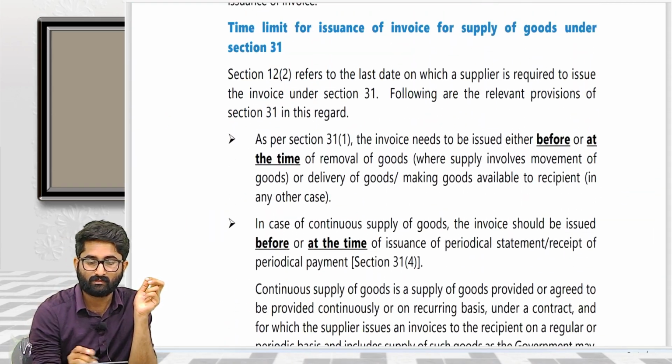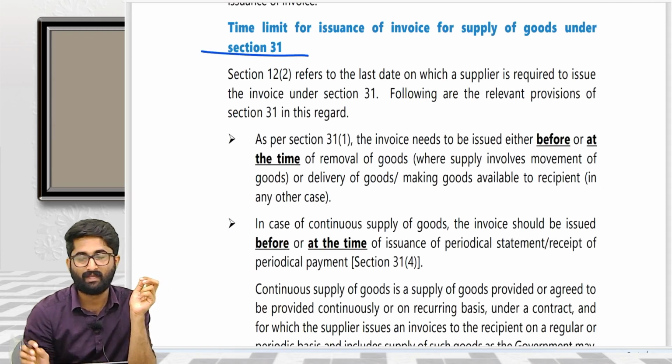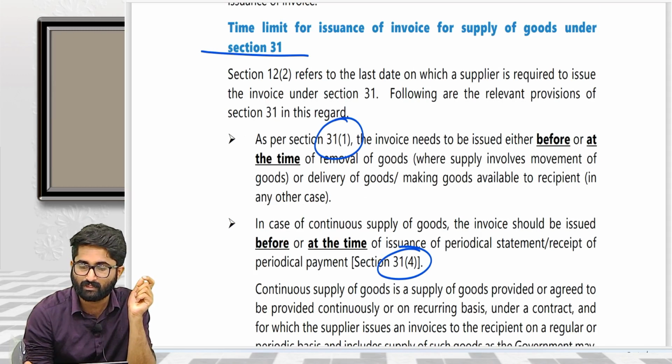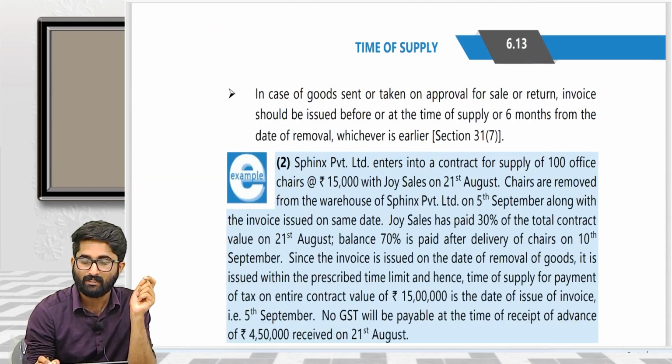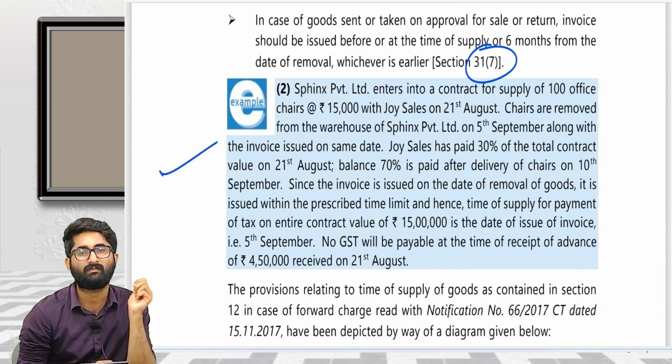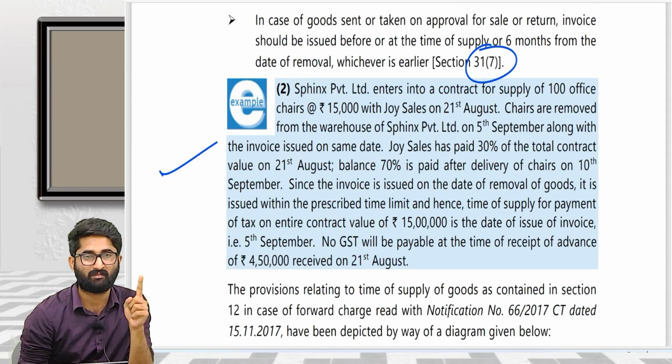Time limit for section 31. The time limit that we have already discussed is as per section 31 subsection 1, 31(4), and after that, sir, 31(7). And there is one beautiful example which is given here for advance purpose.